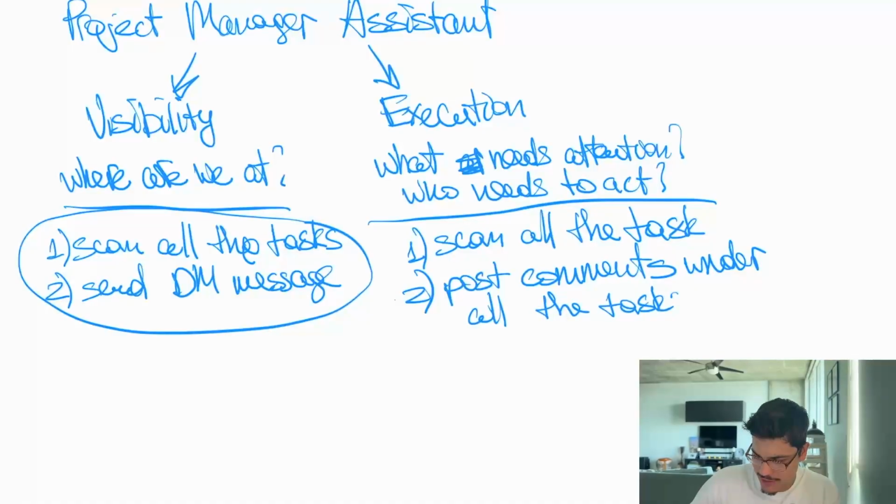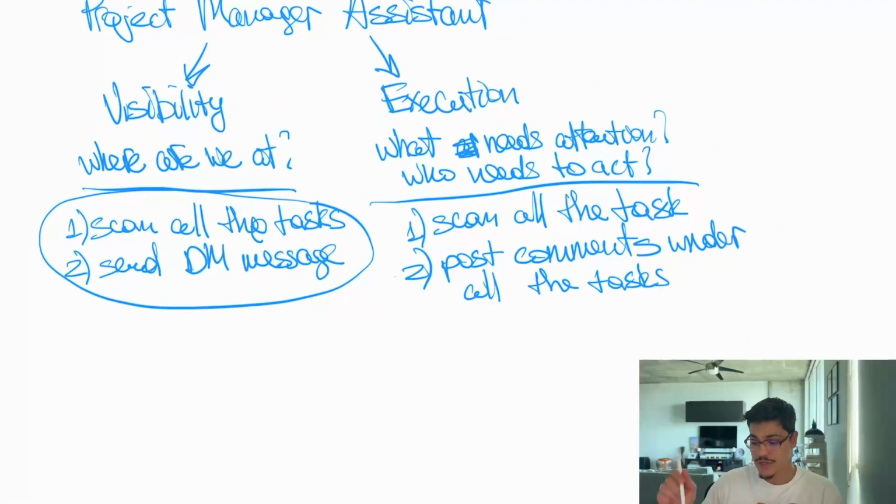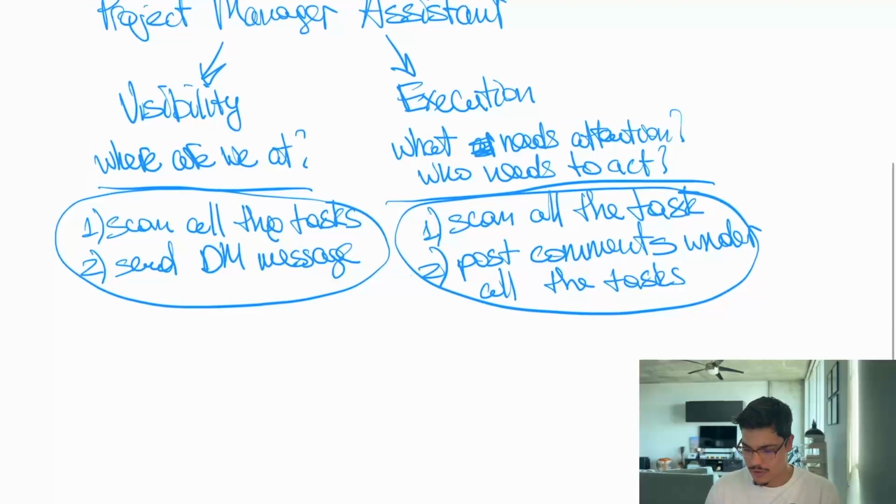What I mean by all the tasks is tasks that need attention, right? So if some of the tasks need our attention, I want, first of all, the agent to post a comment and ping the person who is responsible for making the decision or taking an action. And this way it hopefully will make people act on those tasks and update those tasks. So these are the two things that we're going to be doing for the execution side of things. All right. So this is the project management assistant that we're going to be building in ClickUp.